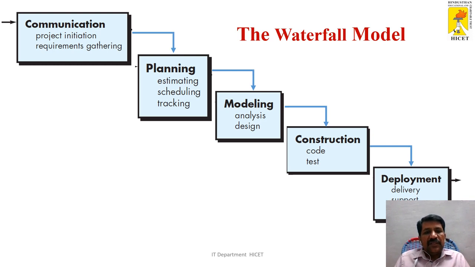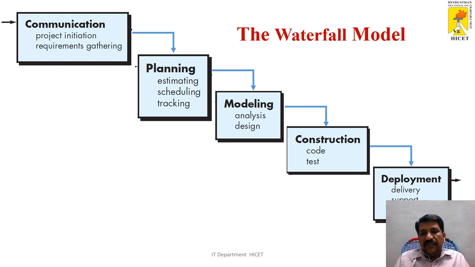After communication, go for planning. In planning, you have to estimate the amount required for the project and how to perform all the tasks. It is called scheduling. And then finally tracking. These three processes are done in planning. Next, modeling. After planning all the activities, we go for modeling. Here, analysis and design take place in modeling.